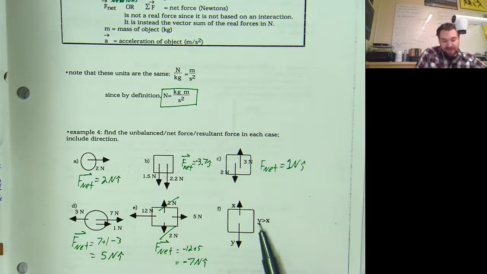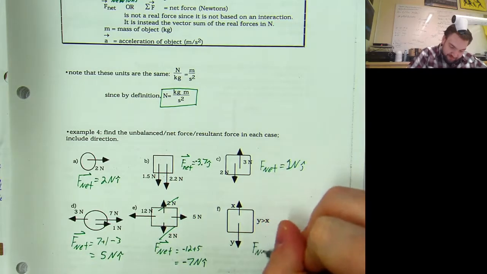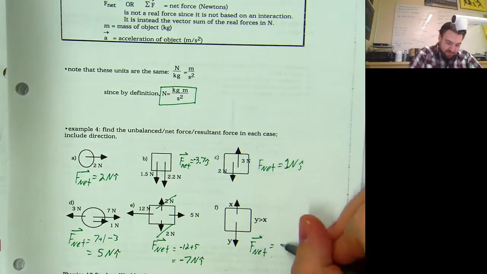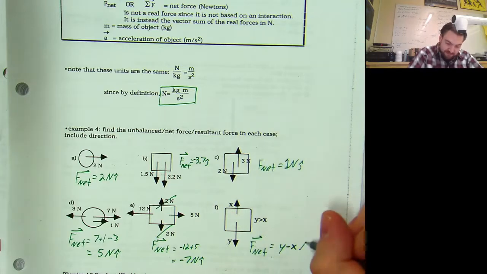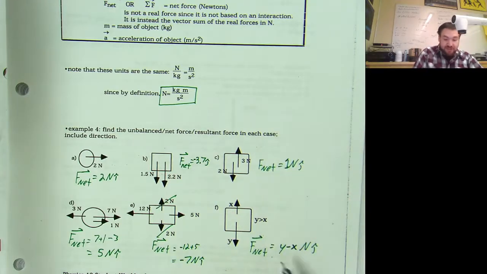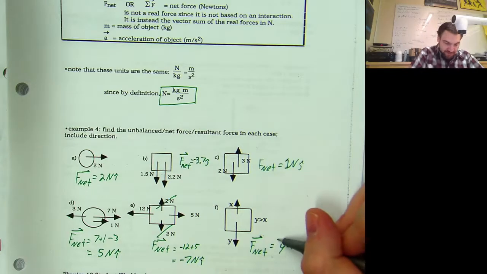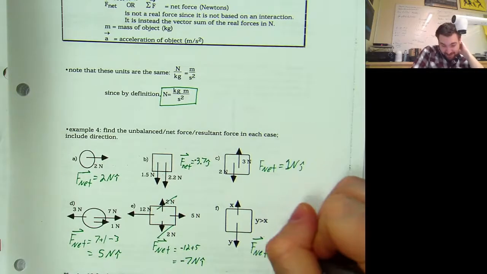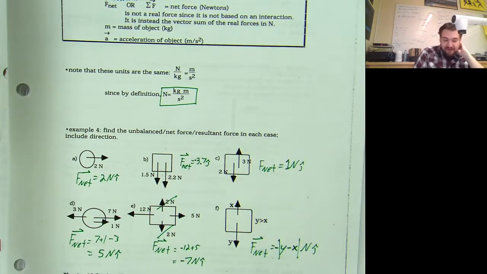And we know that if y is greater than x, y is down, x is upwards. We know that F net is going to equal y minus x newtons J hat. And we know it's going to be negative. So actually, I can write it like this. The absolute value of y minus x, and then I can make it negative to explicitly say that the direction here is negative J hat. That's how I'd write that. Again, that should all be review. Flip the page.